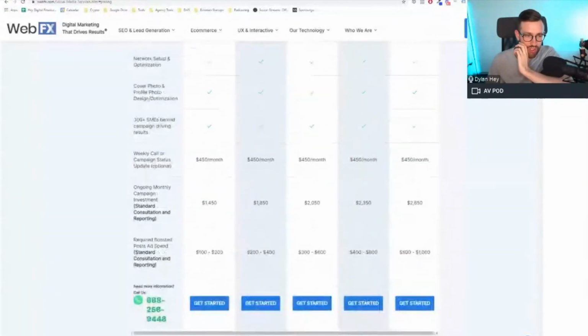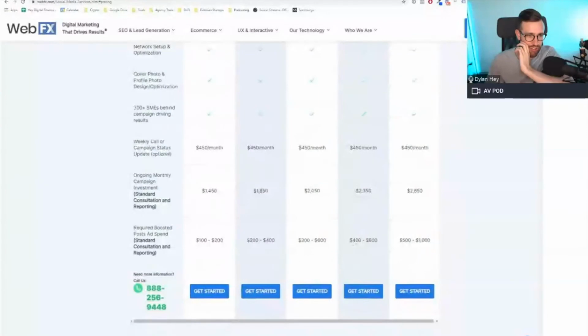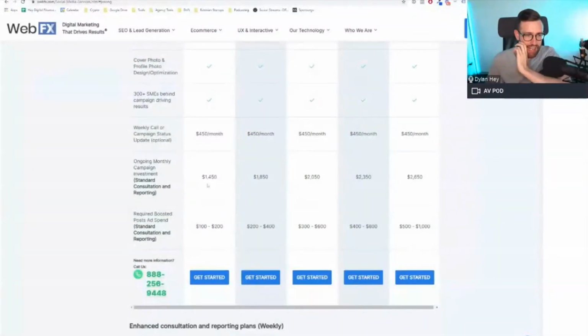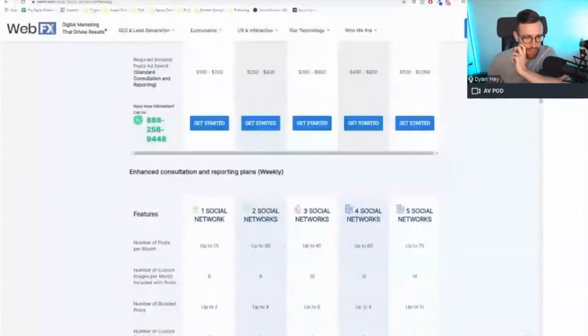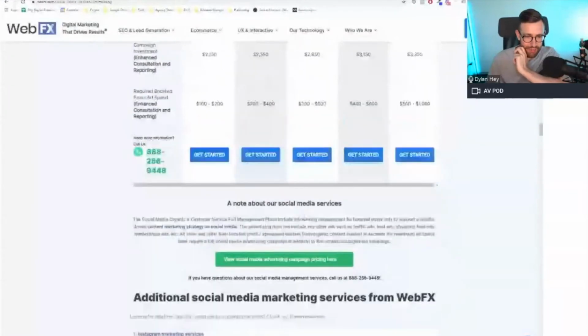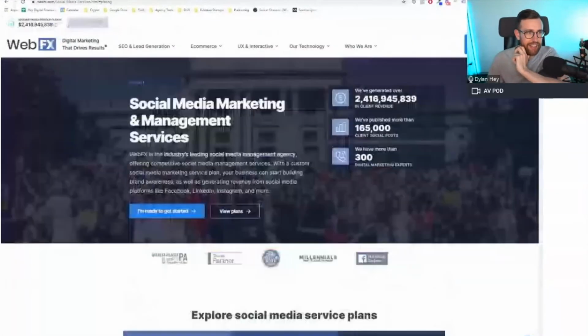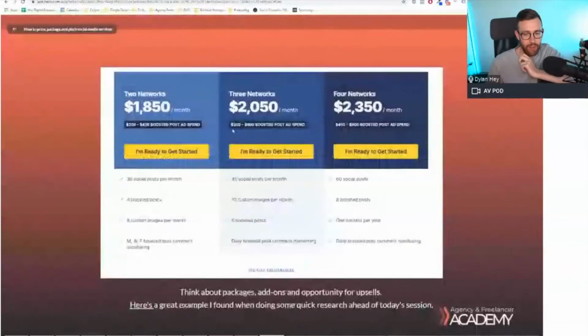These are additional costs. They charge extra for calls. They charge extra for ongoing campaigns if you want to do ads. They charge extra for boosted posts. They charge extra for additional networks. This is where you have a good understanding of your customer and you can put together price packages and do a much better job at selling.